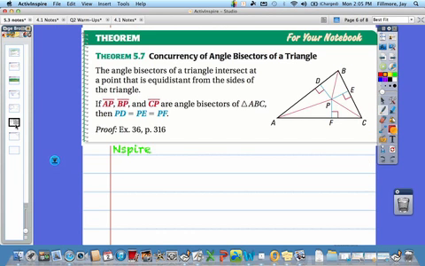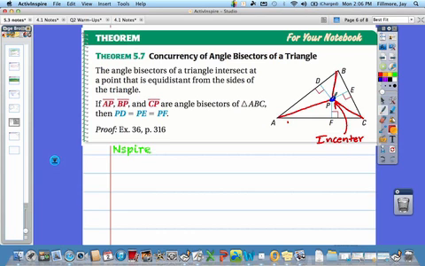Now, if we have a triangle, and we have 3 angle bisectors in this triangle, all these 3 red ones, these are our angle bisectors, and they all meet at a common point P. That point is called our incenter. The incenter is where our 3 angle bisectors meet. That's our point of concurrency here. And the theorem says that P is equidistant from our 3 sides.